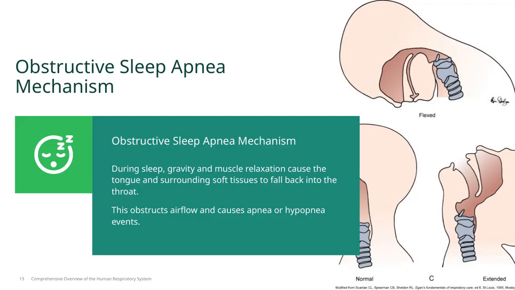Now, let's take a closer look at how obstructive sleep apnea works. During sleep, our muscles relax and gravity pulls soft tissues like the tongue and surrounding areas toward the back of the throat. When this happens, these tissues can actually block the airway. This obstruction prevents air from flowing freely, which leads to apnea, or in some cases, hypopnea, which is a partial blockage. Essentially, the airway gets temporarily closed off, causing breathing to stop or become very shallow. This cycle of blockage and reopening is what characterizes obstructive sleep apnea. Understanding this mechanism helps us see why this condition can cause disrupted sleep and other health issues.